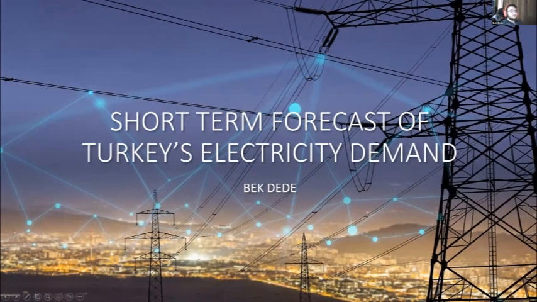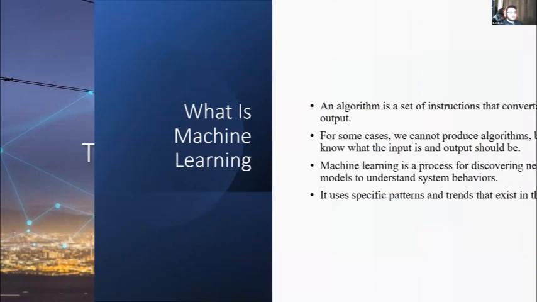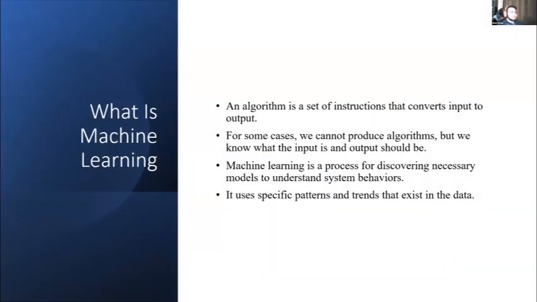My topic is the short-term forecast of Turkey's electricity demand. I want to start with what machine learning is, but before that, I want to say the concepts are like a Matryoshka: artificial intelligence, then machine learning, then artificial neural networks, and deep learning, etc. You can imagine it like that.